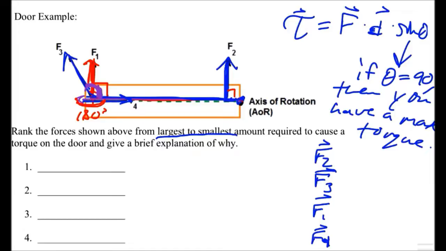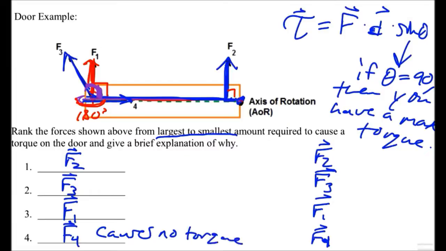So force 2 has to be your largest, then force 3 comes next, then force 1, and then force 4, we said, really causes no torque.